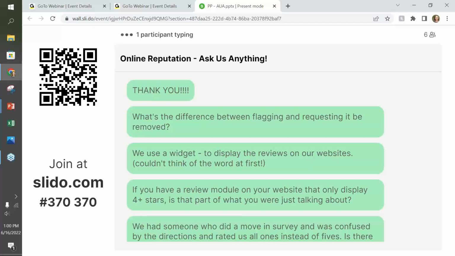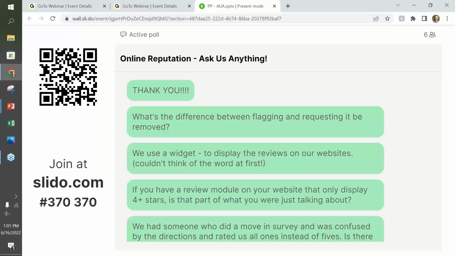What's the difference between flagging and requesting a review to be removed? Flagging does request it. You're saying, hey, take a look at this review, we're flagging this as "check this out," because there may be something there. On some websites, it's called report, so you would click on report. Some would be flag, right? Flag that review.